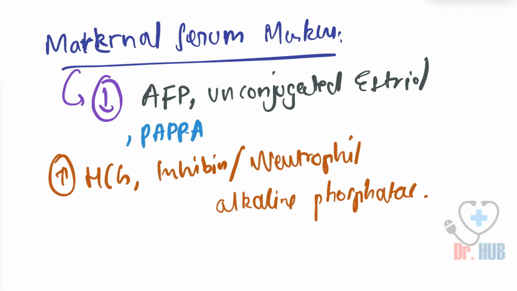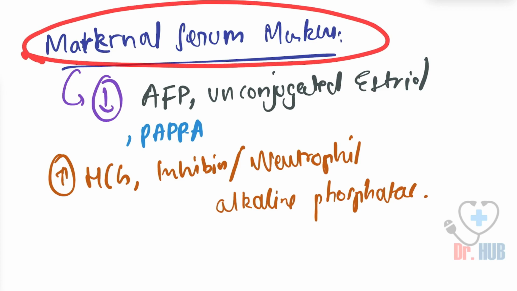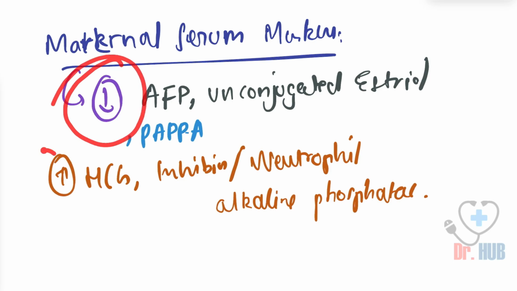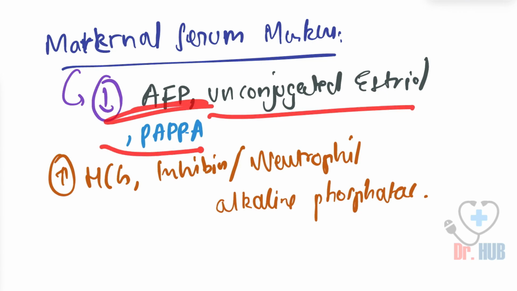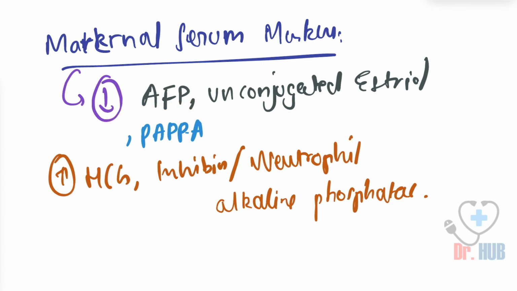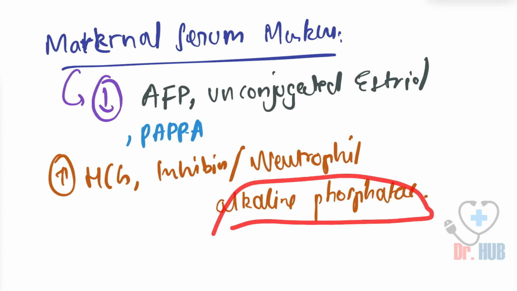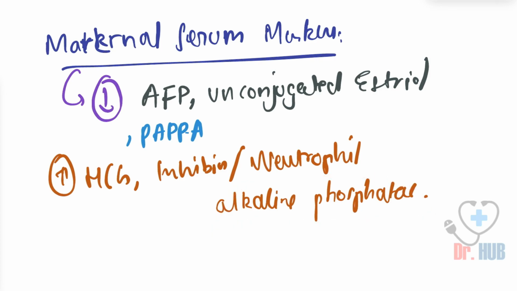Just to recap, this was the question we asked about the maternal serum markers. What decreases is the AFP, unconjugated estriol, and the PAPPA, pregnancy associated plasma protein A. What increases is the HCG, human chorionic gonadotropin, as well as inhibin and the neutrophil alkaline phosphatase. So this was about the prenatal screening in Down syndrome.